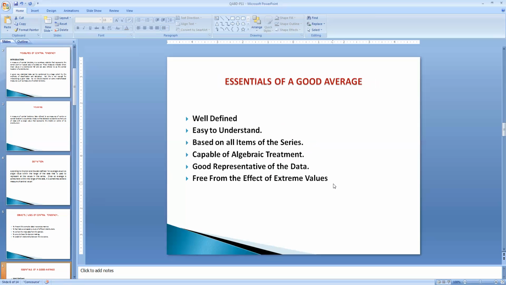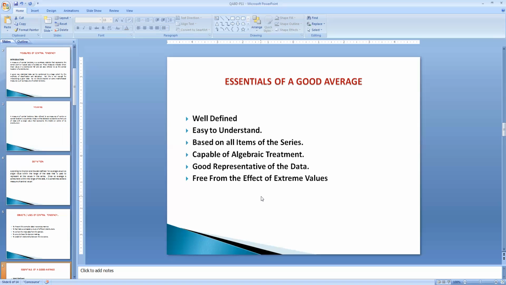When we are going to see an average, what are the requisites or essentials that should be there for it to be called a good average? The first thing is that an average must be well defined, it should be easy to understand, it should be based on all the items of the series, capable of algebraic treatment, and it should be a good representative of the data, and should be free from the effect of extreme values. Let us go one by one.